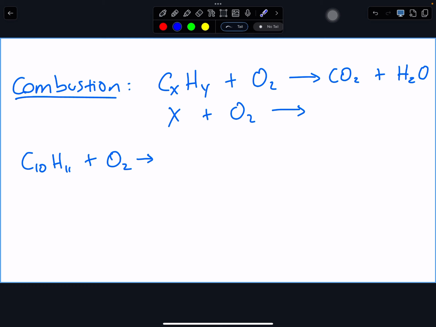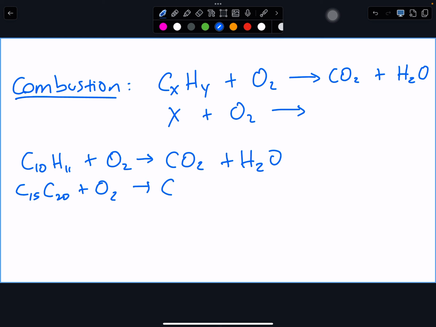CO2, H2O. This is a hydrocarbon, right? It's a compound made up of hydrogen and carbon. Every time I have a hydrocarbon reacting with oxygen, I get the same products every time. And it doesn't matter how many carbons and how many hydrogens I have. Anytime they react with oxygen, I will always get CO2 and H2O.